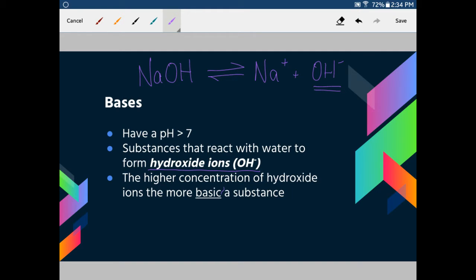Okay, and again, the more basic means the more hydroxide there is present. This example here is considered to be a strong base, which just likes to dissociate approximately 100% of the time. We also have some weak bases that we can talk about further in Chemistry 30, like, for example, ammonia or bicarbonate ions, which act as a weak base, and they also produce small amounts of these hydroxide ions.